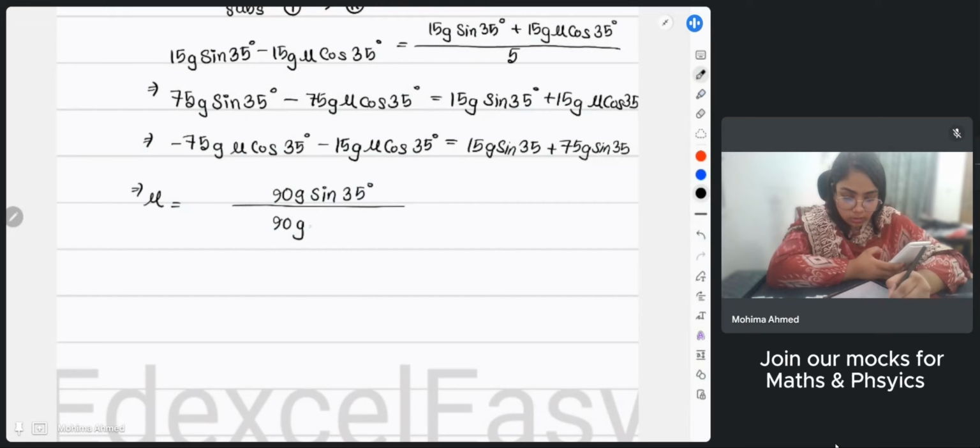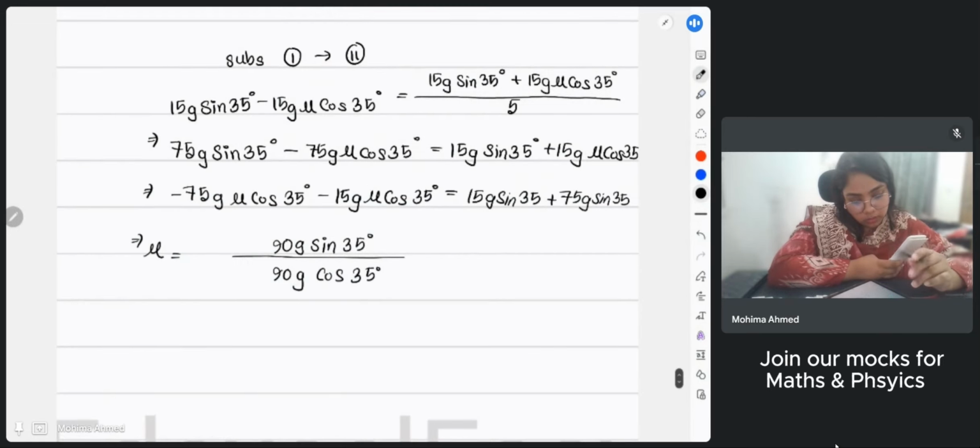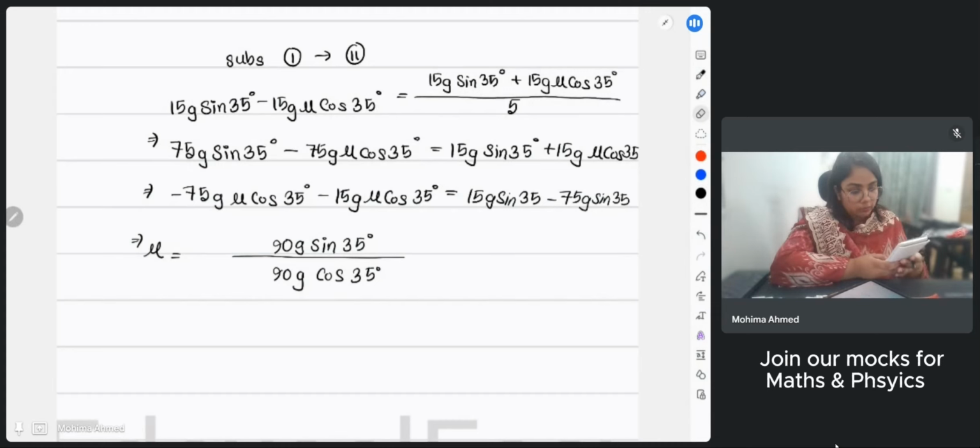cos 35. Wait a minute. Wait, I was supposed to take this to the right hand side, so this is supposed to be negative. So 15 minus 75 was actually supposed to be negative 60, right? In that case, the negatives get balanced out.